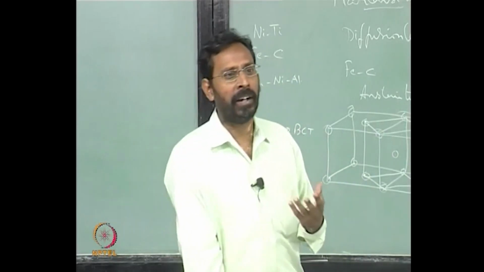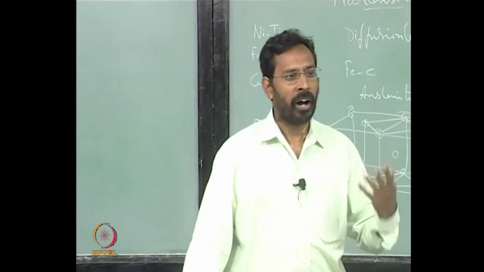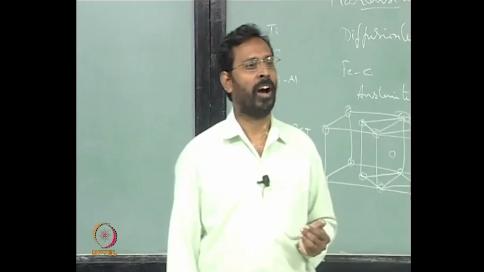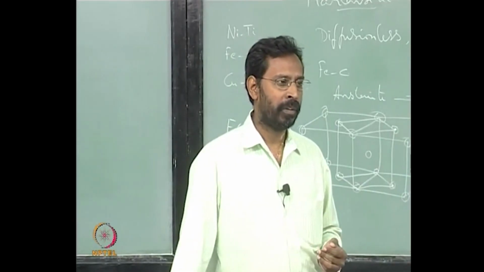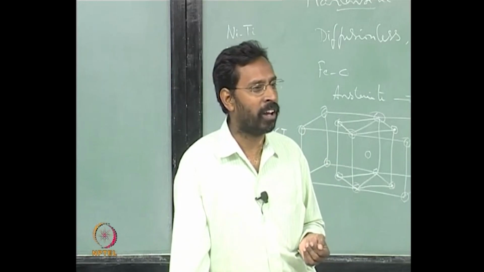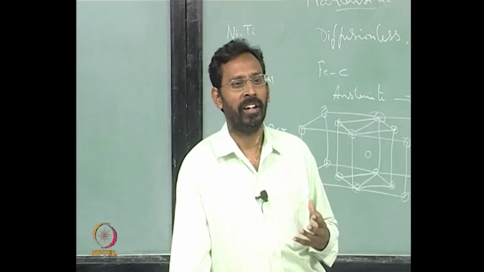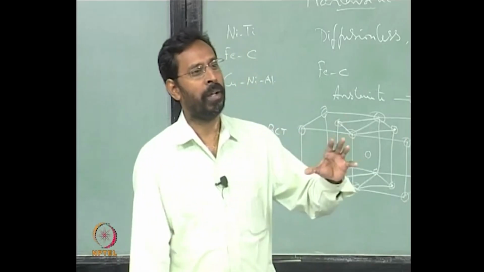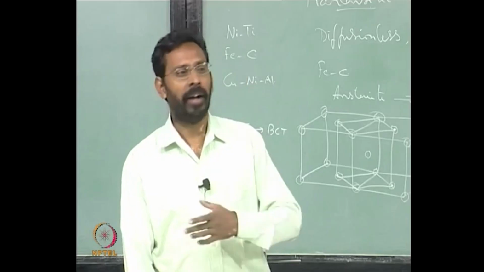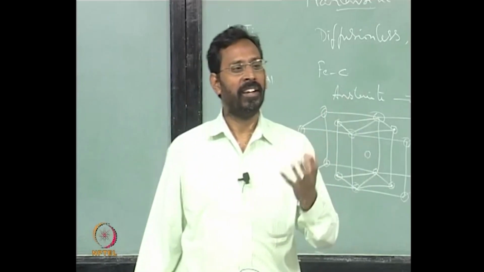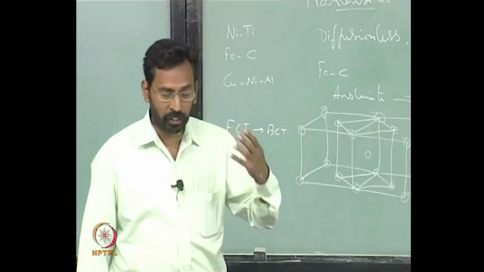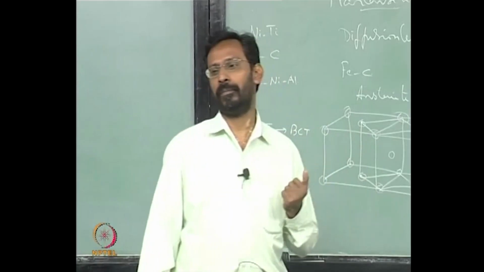Every element tries to have as close packed a structure as possible, as long as its electronic configuration allows it. That is why, if you see the whole periodic table of some 105 elements or so, at least 80 to 85 elements fall into cubic or hexagonal. It could be FCC or BCC and hexagonal. These are the most popular, basically because they are the most close packed. I mean, not just close packed, they are the most symmetric.